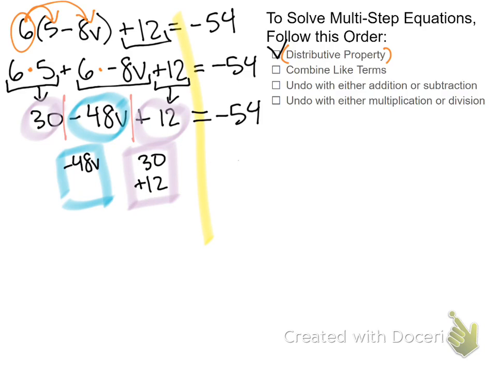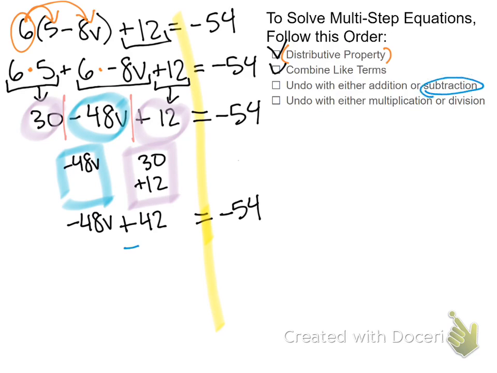So in the blue box, my total is negative 48v. In my purple box, I get 42. And this is my simplified equation. Okay, so now I'm done combining like terms. Check that off. Now I need to decide whether I'm going to undo with addition or subtraction. And I see that we have addition in this problem. So that tells me that I need to undo with subtraction.